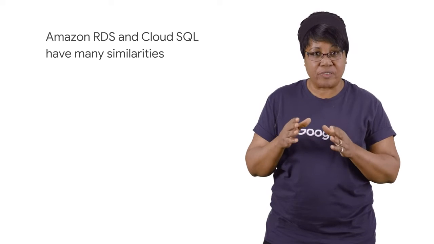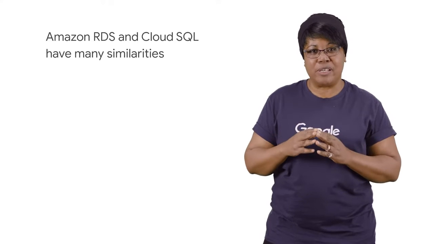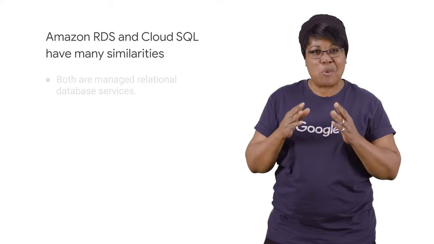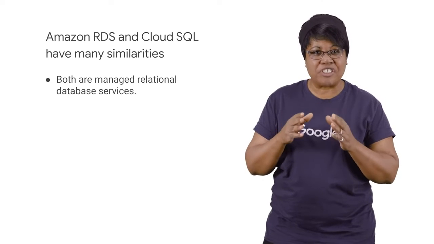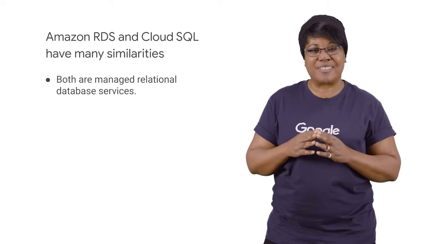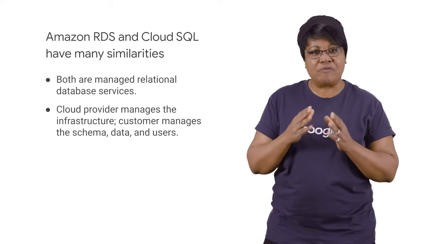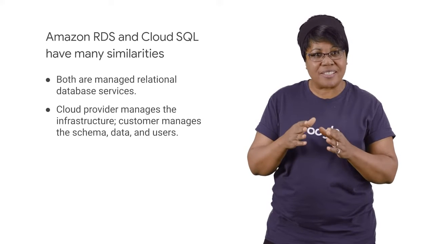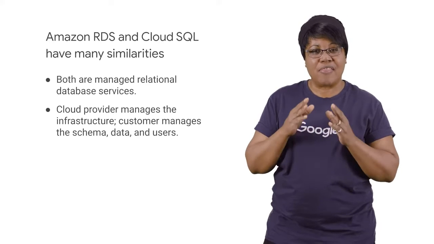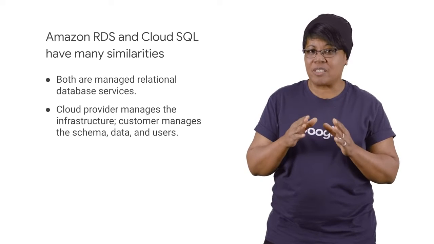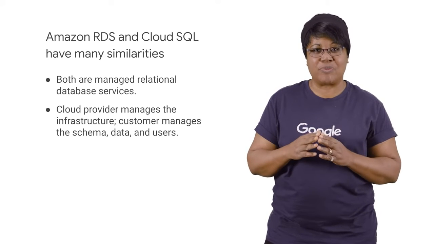Amazon Relational Database Service, or Amazon RDS, and Cloud SQL are similar in many ways. Both are managed relational database services that use commercial relational database management systems. AWS and GCP will manage the infrastructure of the databases to include the instances, backups, updates, and failover. The user is still responsible for data management, schema construction, and user management.